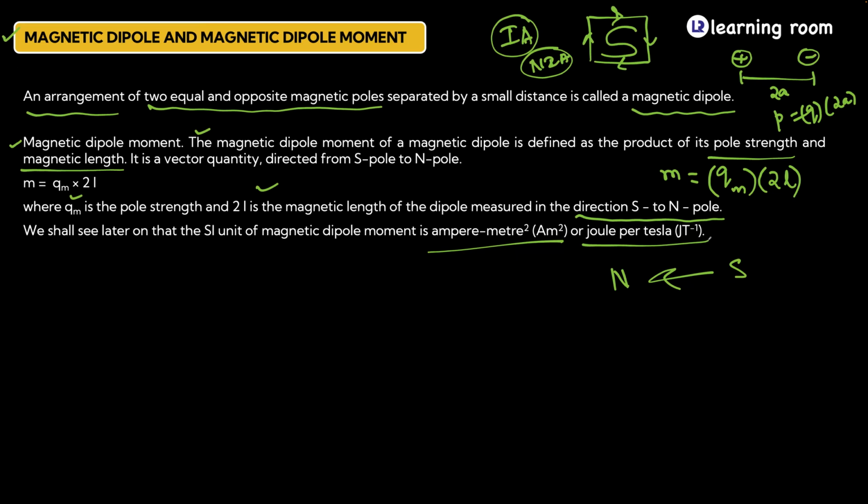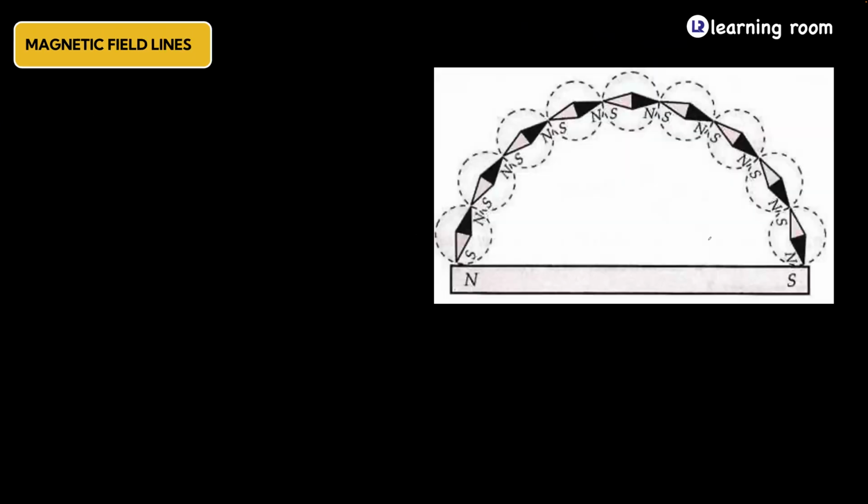Okay. You're done with this, I'll proceed. So the next concept that we are supposed to know is magnetic field lines. What do these magnetic field lines mean? They are imaginary curves which are drawn from one pole to another, so that if you draw a tangent to that curve at any point, that gives you the direction of magnetic field at that point.